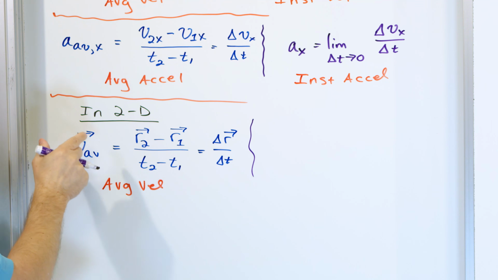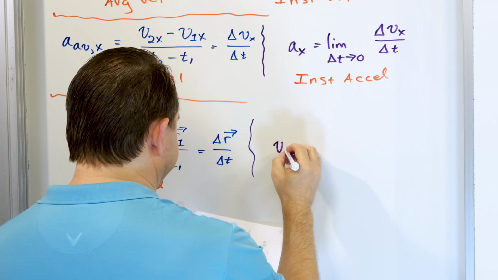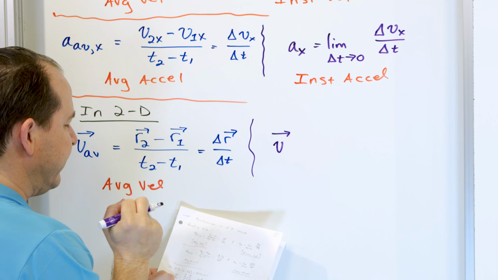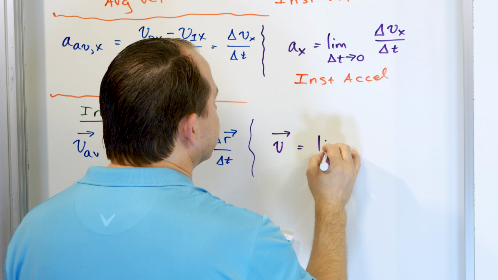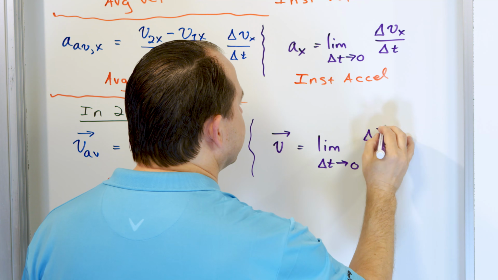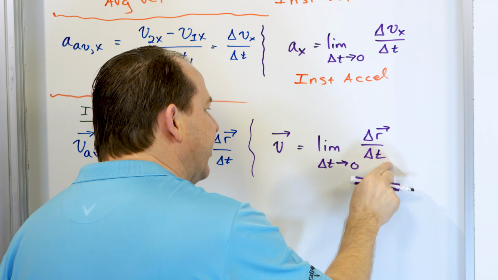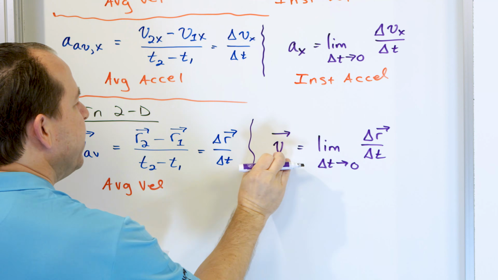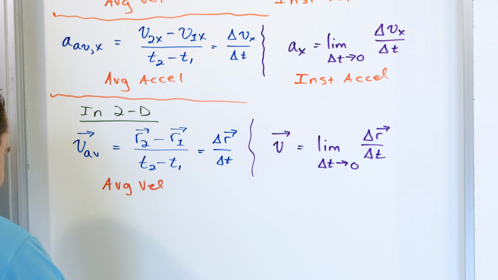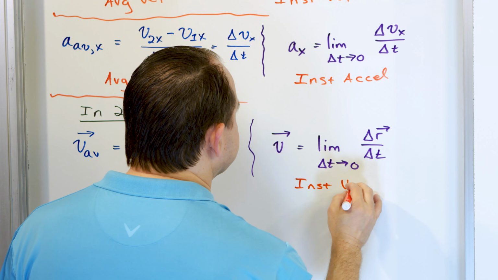Now you can see where we're going. This is the average velocity. Last lesson, we already wrote down that the instantaneous velocity, again, we don't put x direction, we just say the instantaneous velocity is the limit as delta t approaches 0 of delta r as a vector. So the change in position divided by the change in time, we let the time get very, very small, and we call it the instantaneous velocity. So I can write this as instantaneous velocity.